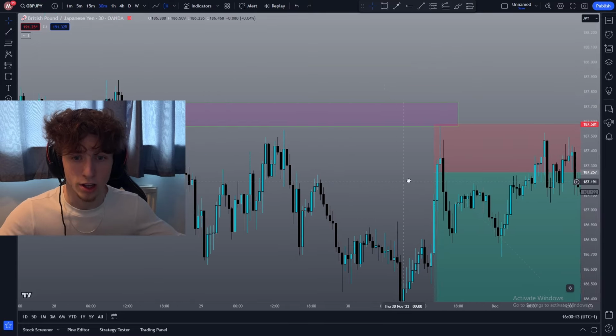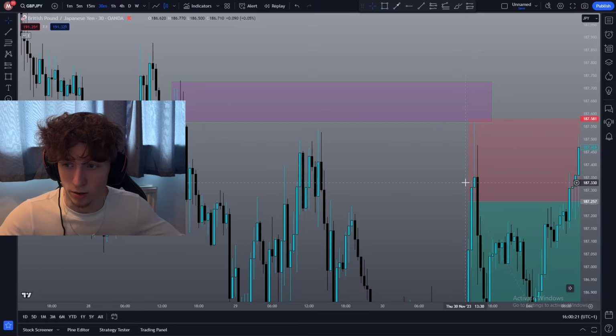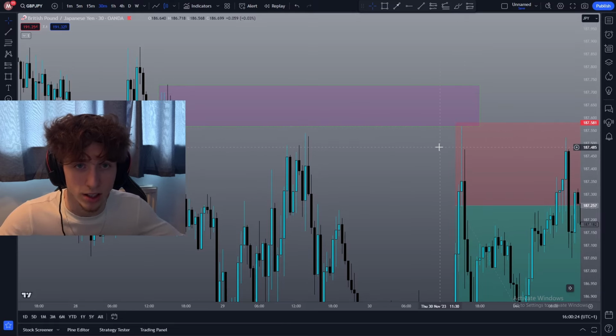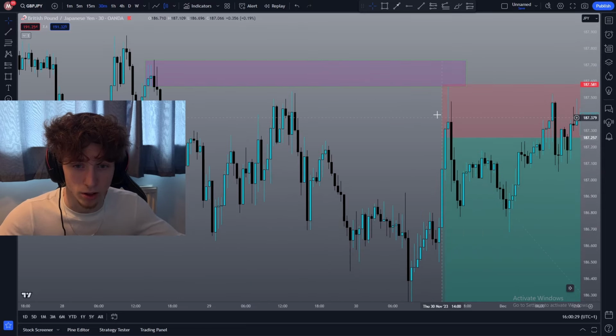So for example, right here, you can see the second it tapped the zone, it went crazy, rejected an insane amount. If this were to have closed inside the zone, then this would just not have been valid. It probably would have just continued going up slowly, but instead we've got this insane rejection.